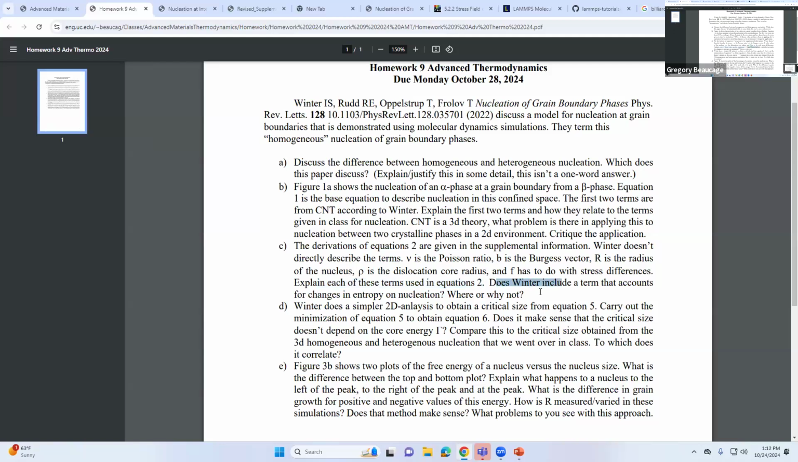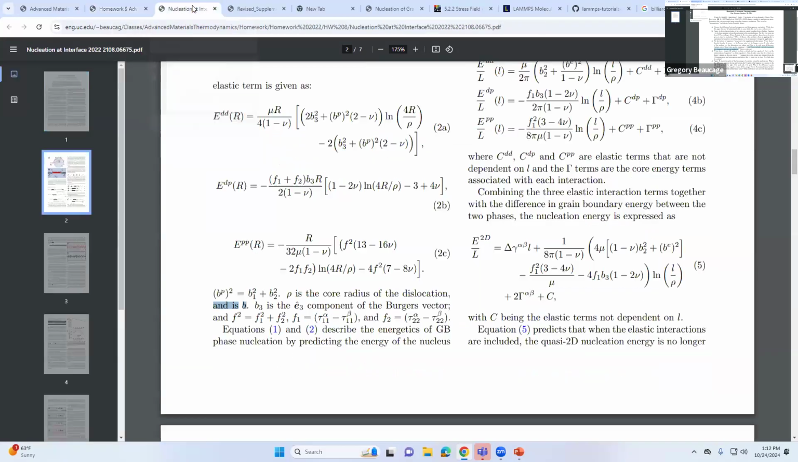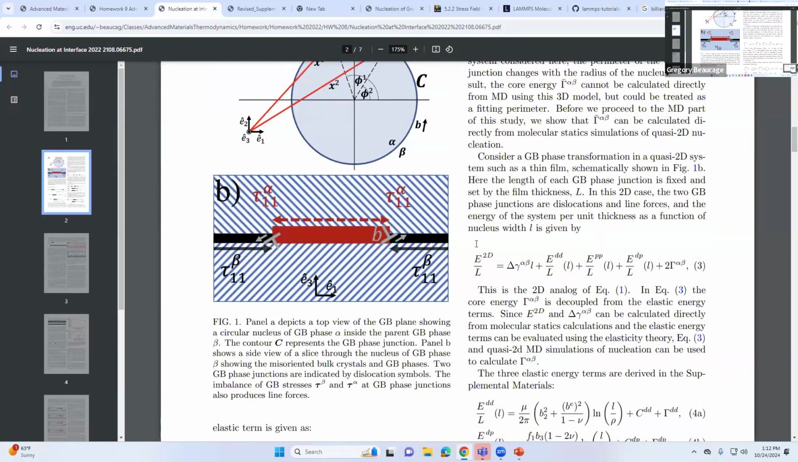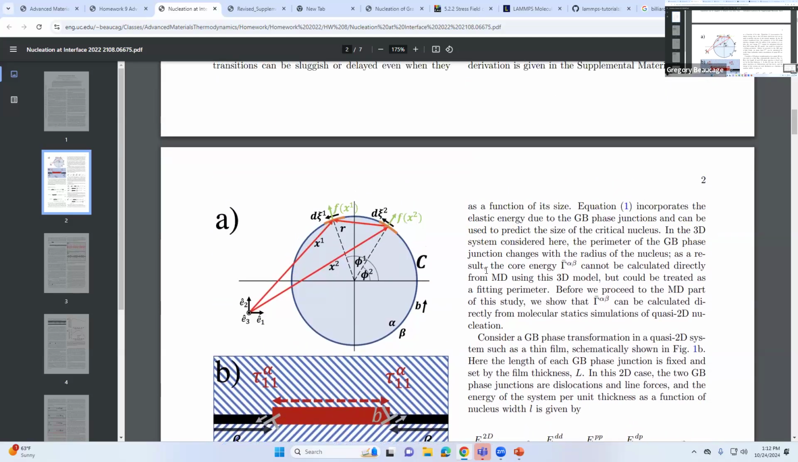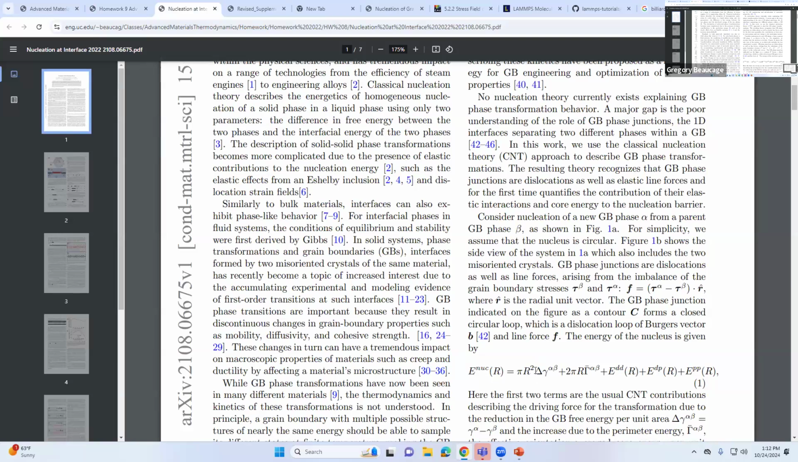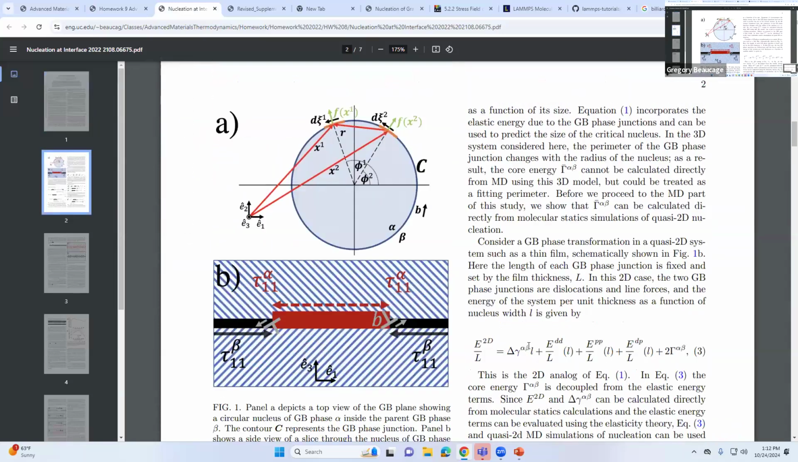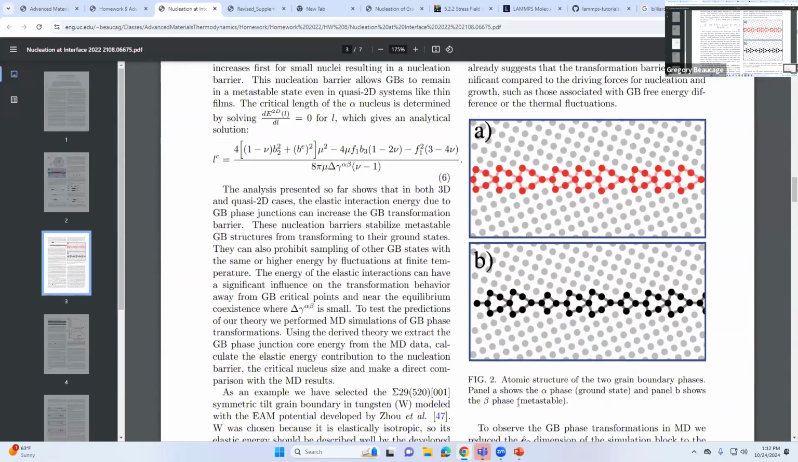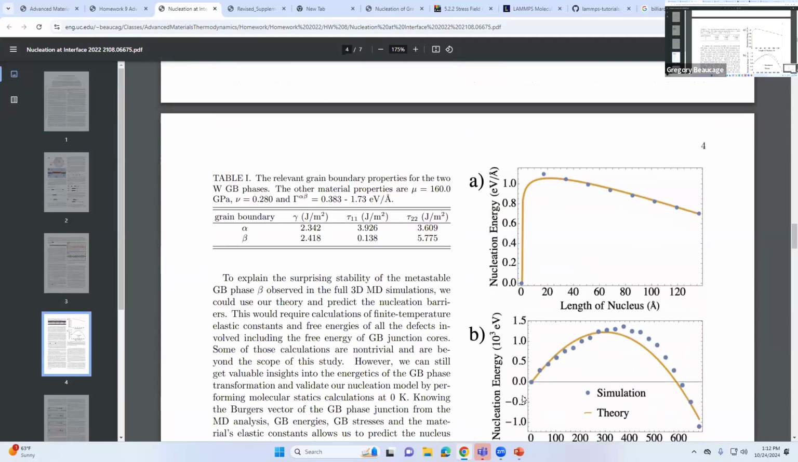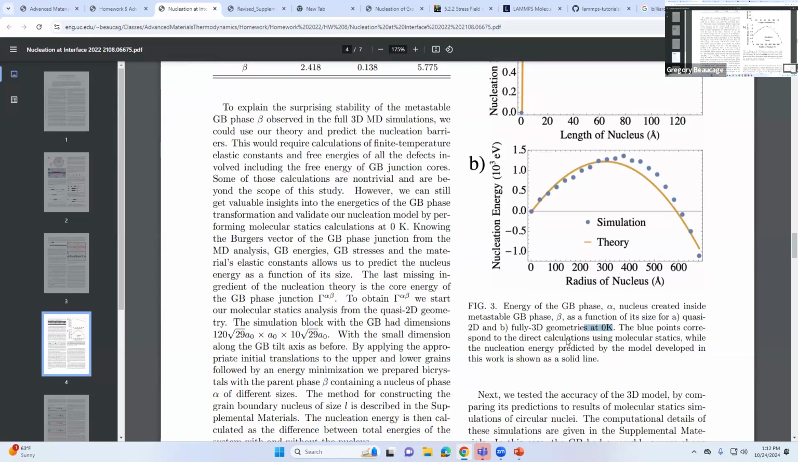Does the model include a term that accounts for changes in entropy? So that's kind of a loaded question. He's got all this free energy, and the energy has to have entropy and enthalpy in it, right? If you read the paper, you'll find out that he's dropped off the entropy part. For one thing, his initial simulations are at absolute 0, at 0 K. So there's no entropy at 0 K. That's the reason to go to 0 K: you can ignore the entropy part.